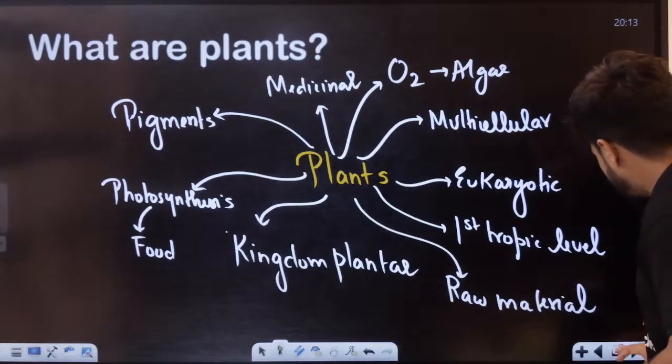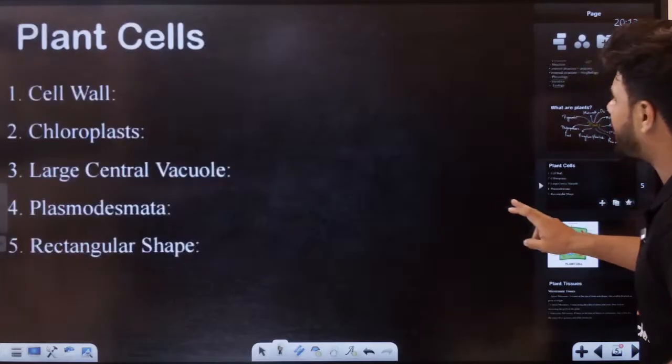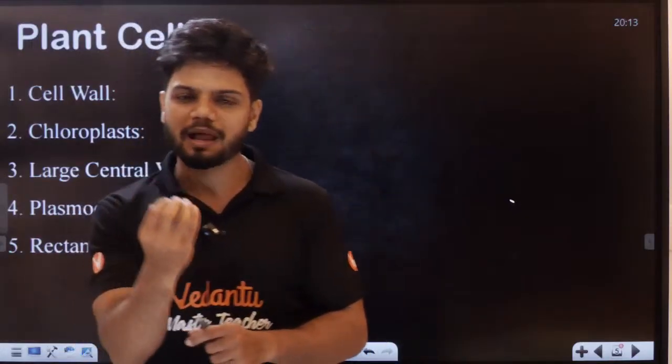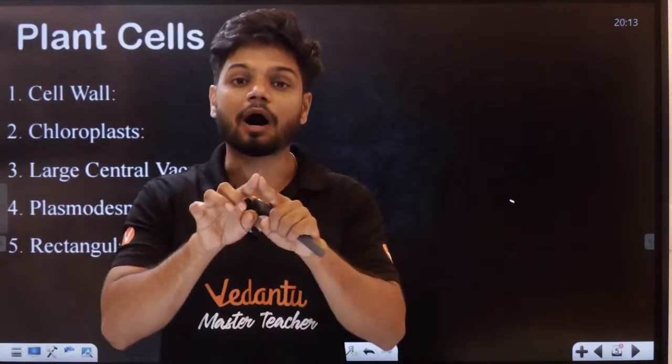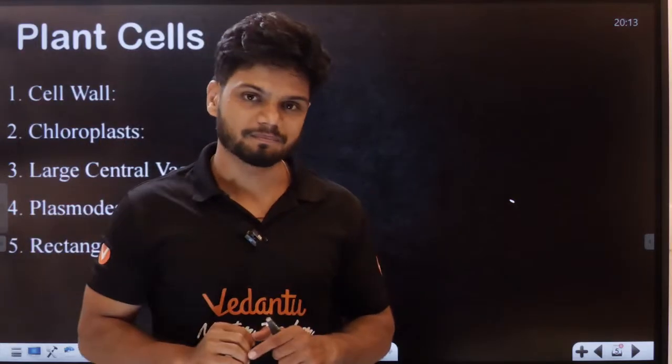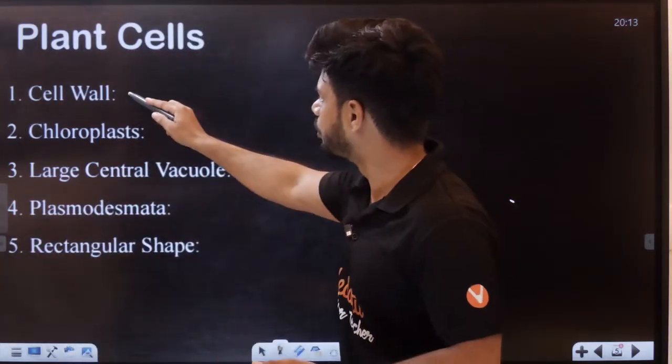Now let's go to the next concept here, students, about a plant cell. How does a plant cell look, students? Now, students, a plant cell actually has an outer thick layer after the cell membrane that is called the cell wall.